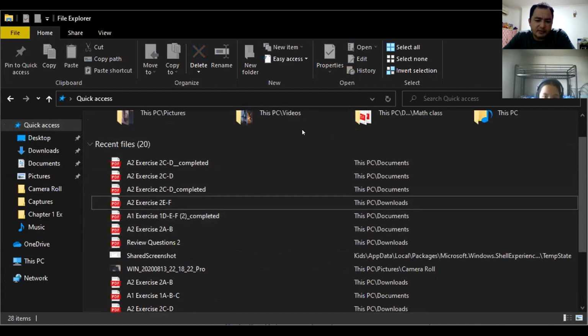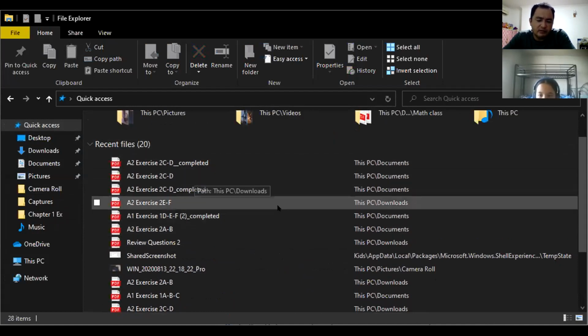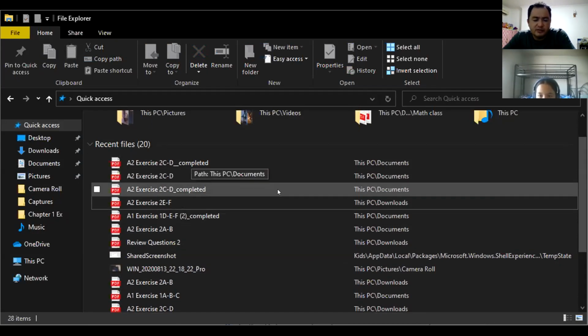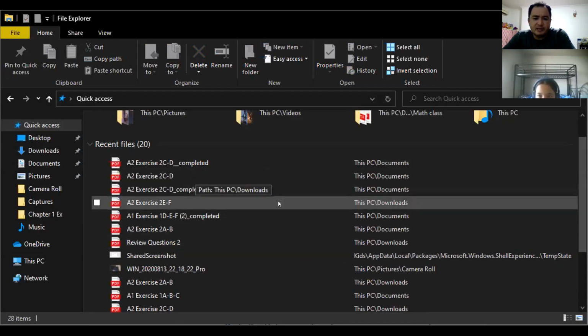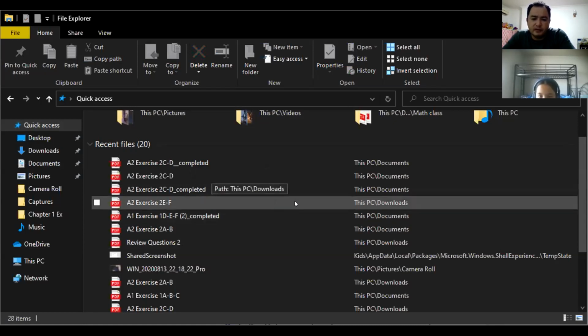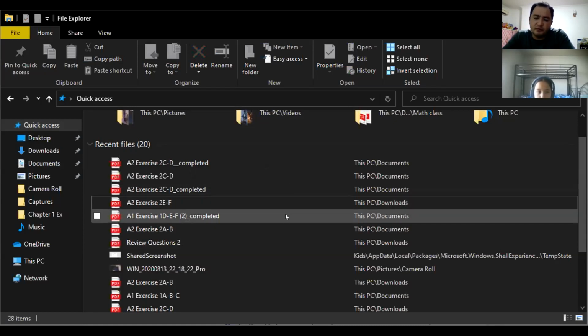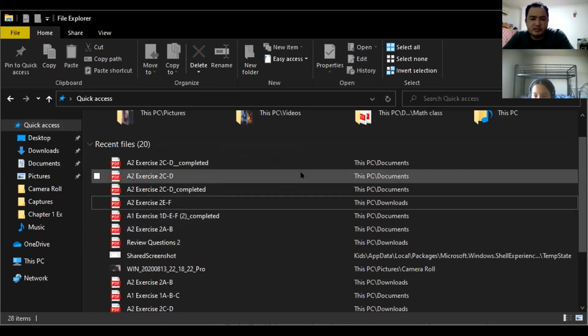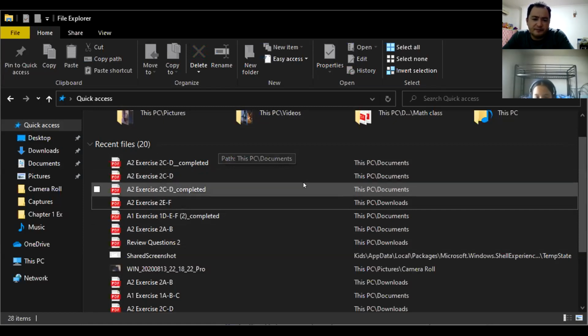Because every time I'm sending it here and you download it, something. So when you receive a file from me, immediately you have to put it, what is it? Is it homework? Okay, create one folder with the name math homework, and put it there, and open from that folder. Because these are recent files, and if you just keep it like this, you get confused.